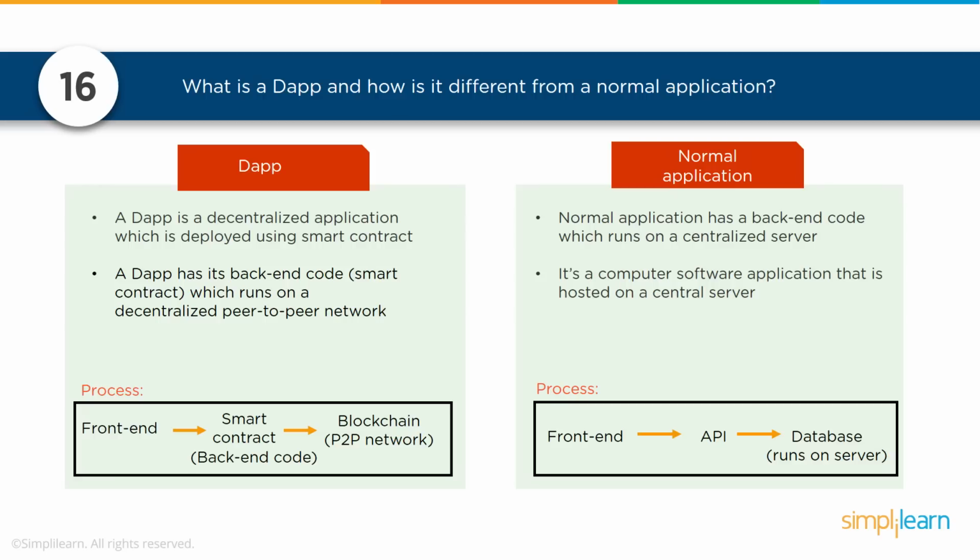So if we see the differences in the process, you have a front end, then in the middle, you have a smart contract which is acting as the backend code, and then the entire transaction executed on a smart contract is shared between the blockchain participants in a P2P network. Whereas in a normal application, the front end interacts with a centralized API which performs basic CRUD operations (create, read, update, delete) on a centralized database, and it is a single copy of the information.